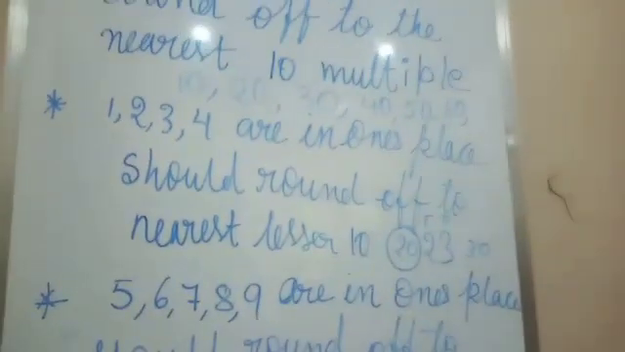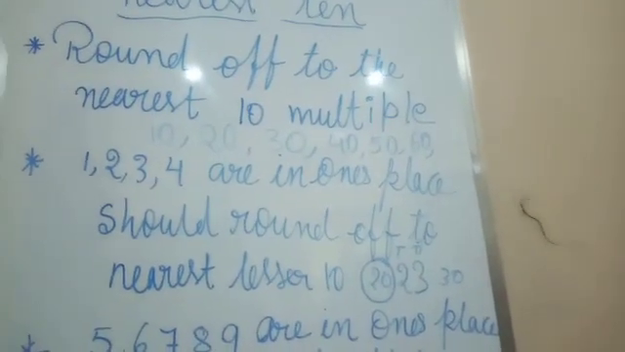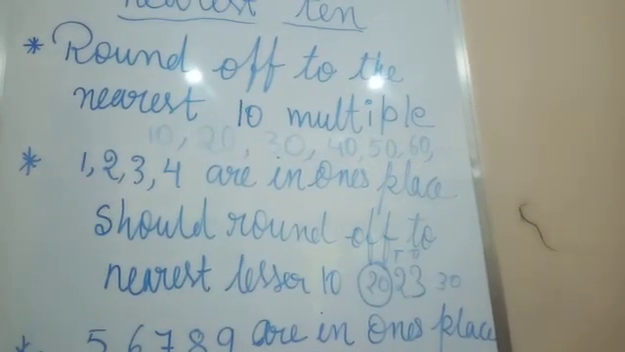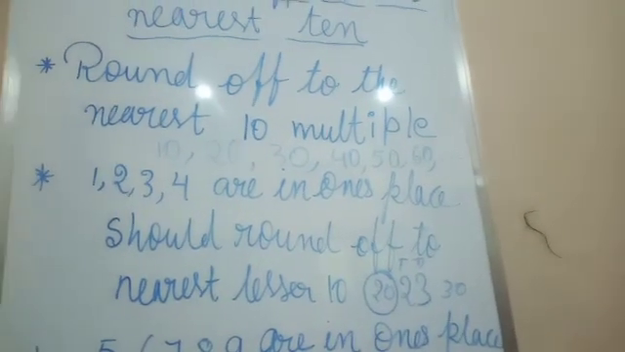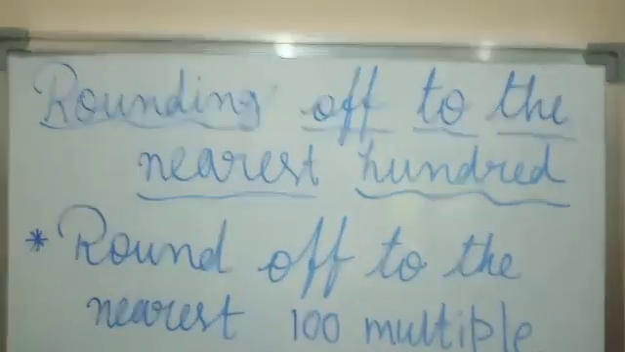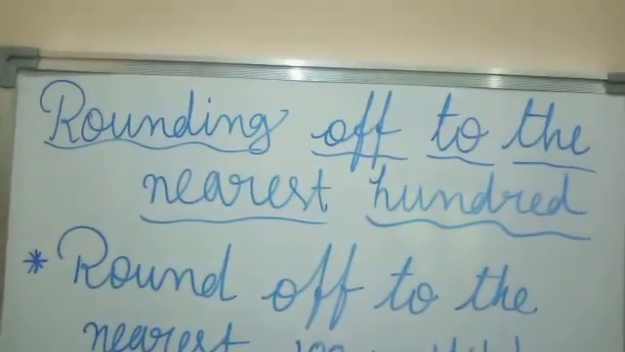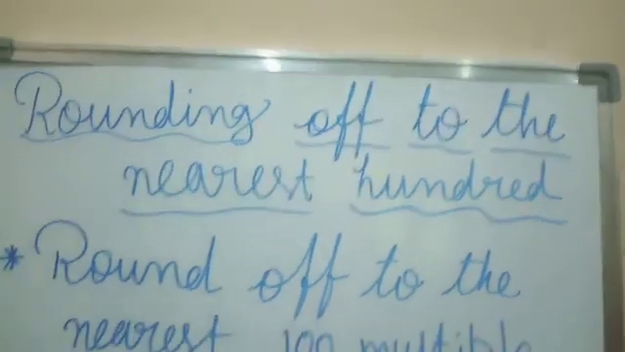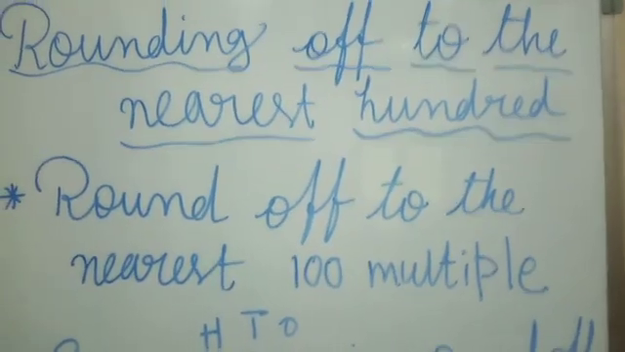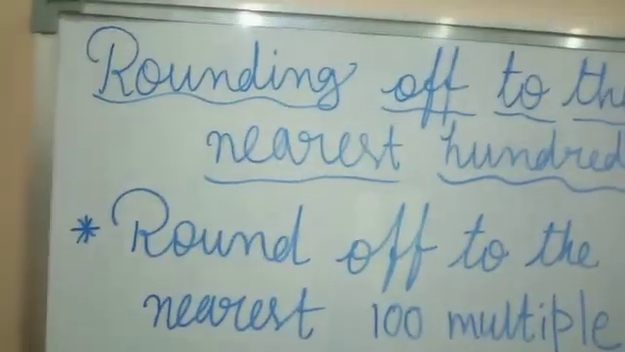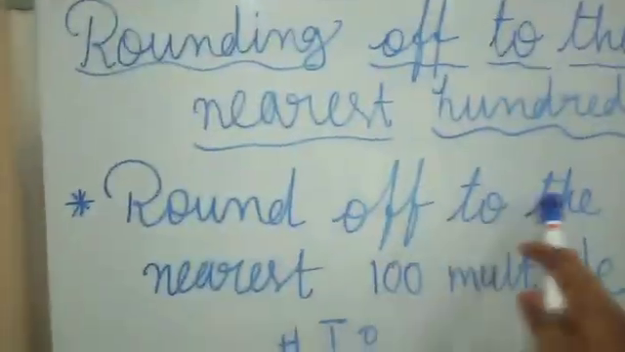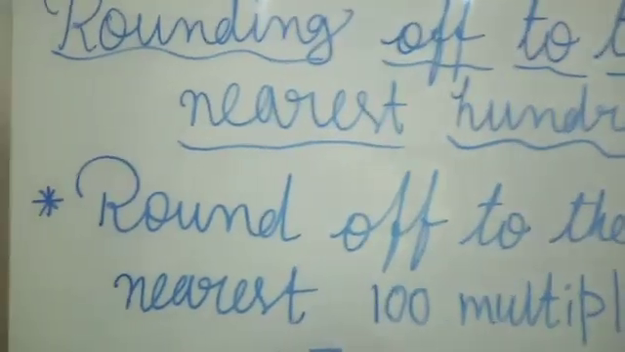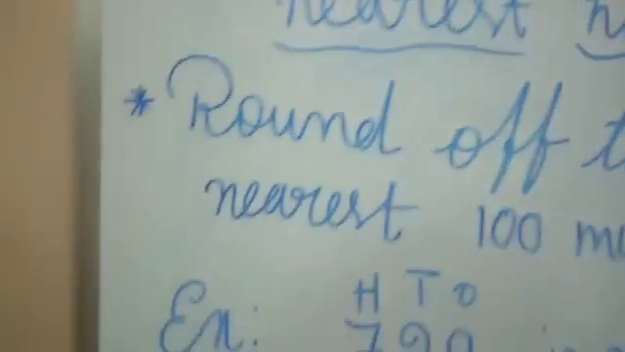So, are you clear with your concept of rounding off to the nearest 10? Now we are going to learn the new concept, round off to the nearest 100. Now we are going to learn how to round a number to the nearest 100. If you want to round the number to its nearest 100, you should round off the number to its nearest 100 multiple. What are the 100 multiples we have here?